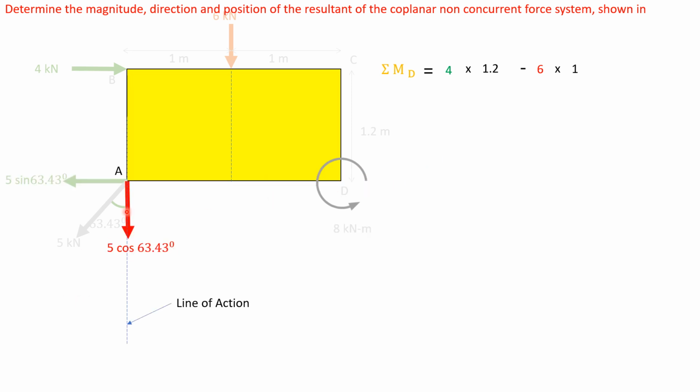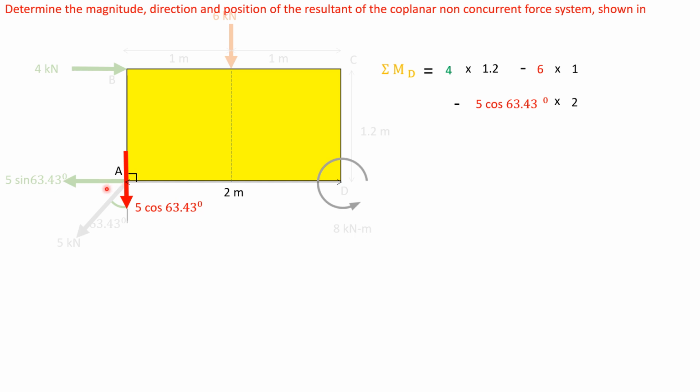Now, this force 5 cos 63.43 degrees will have a line of action like this, and it will travel along the line of action and pass through point A like this, and it will have a perpendicular distance of 2 meters from point D, and it will rotate about point D like this, anti-clockwise. So it will have a moment of 5 cos 63.43 into 2 about point D. So it will be an anti-clockwise moment. So minus.